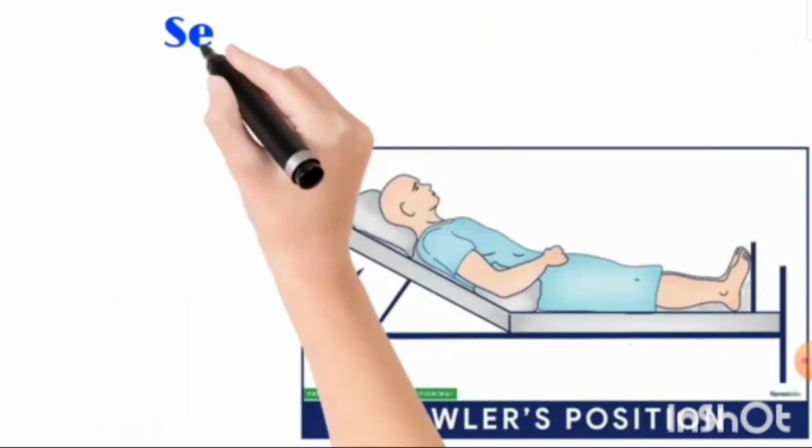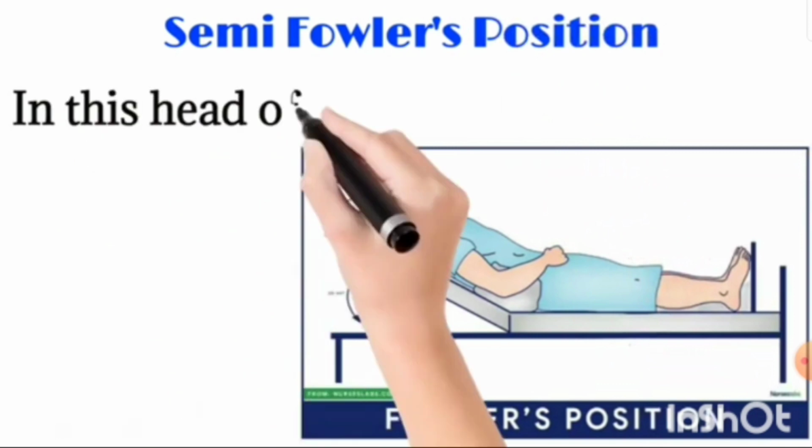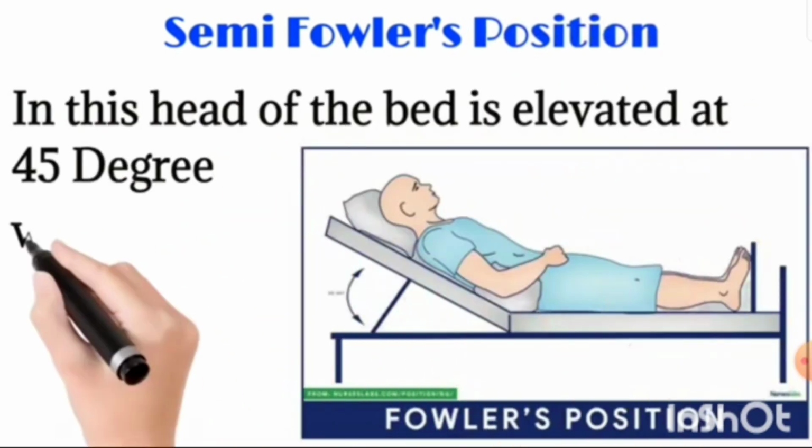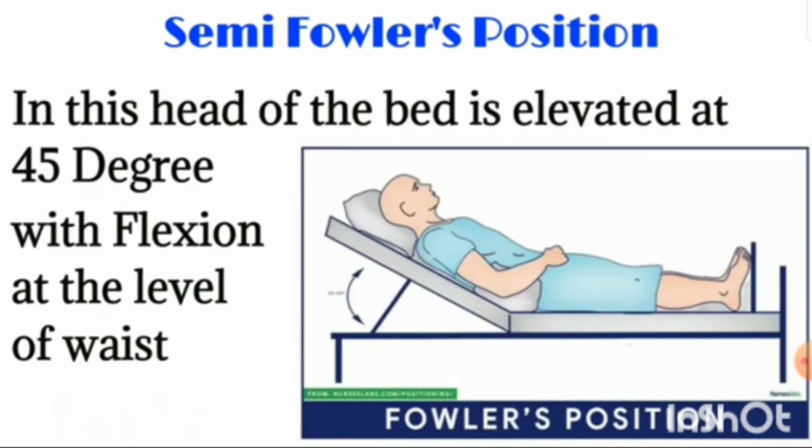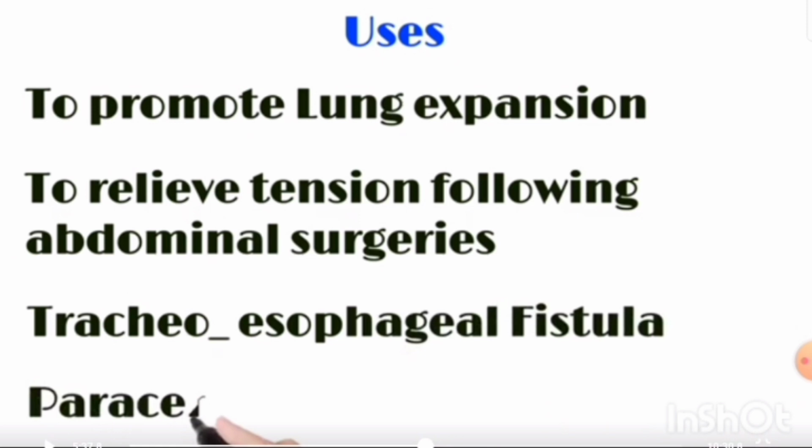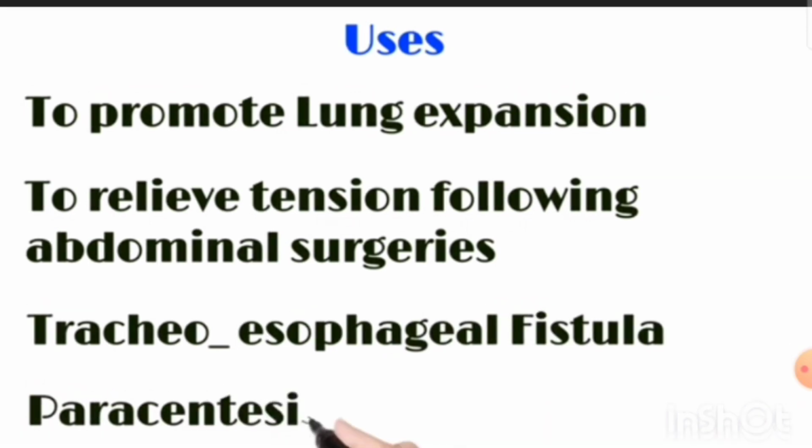And this position, Fowler's position, is the head of the bed elevated at 45 degrees with flexion at the level of the waist. The uses are to promote lung expansion, to relieve tension following abdominal surgeries, tracheoesophageal fistula, and paracentesis.